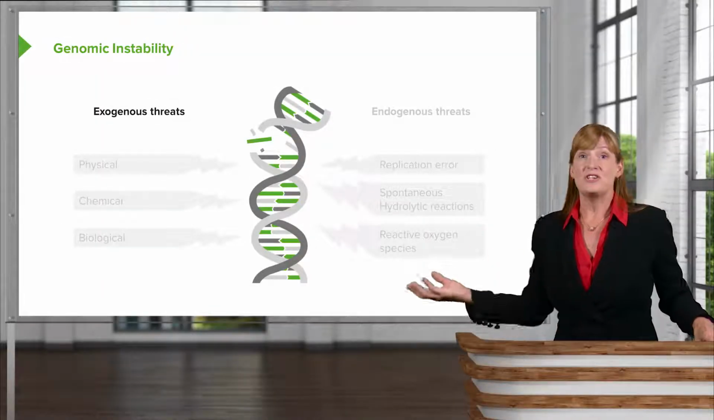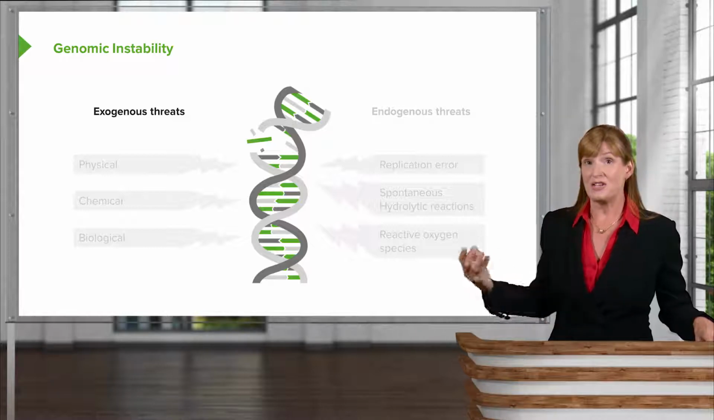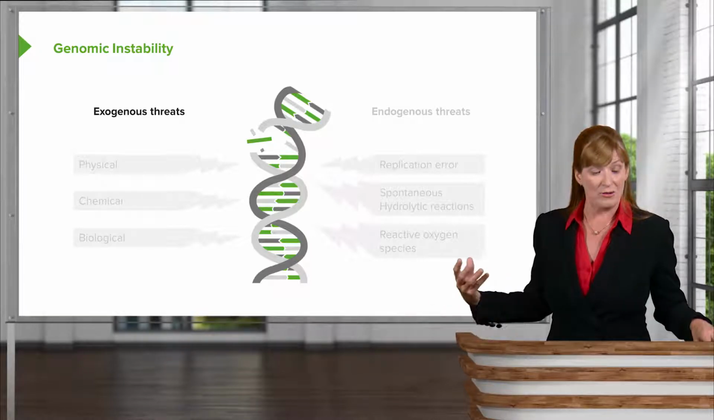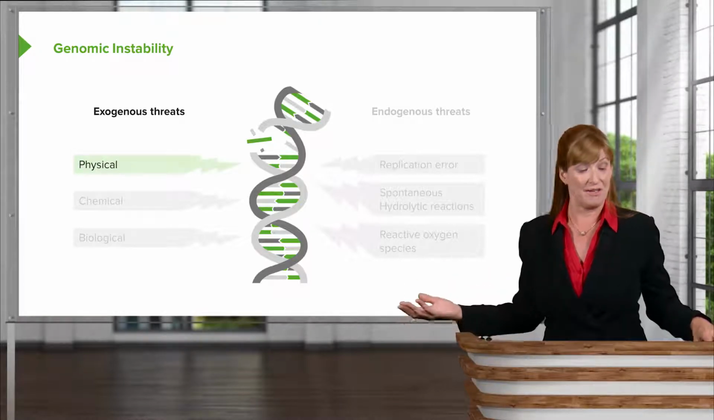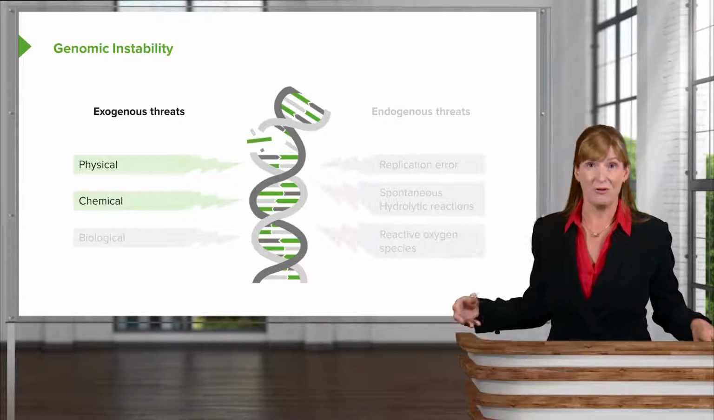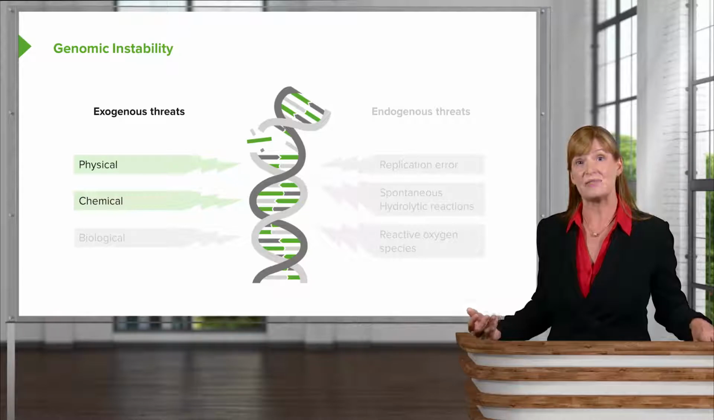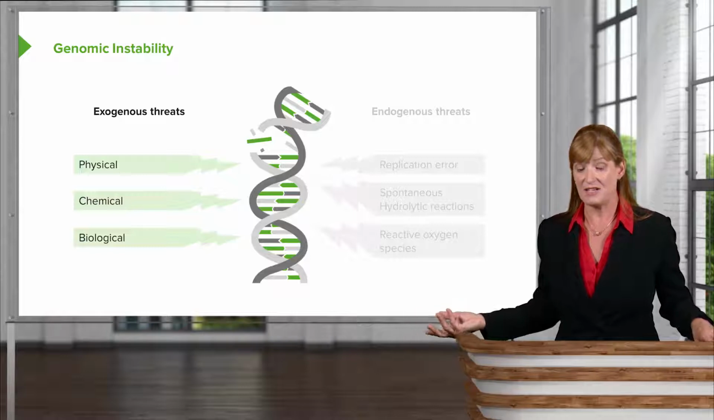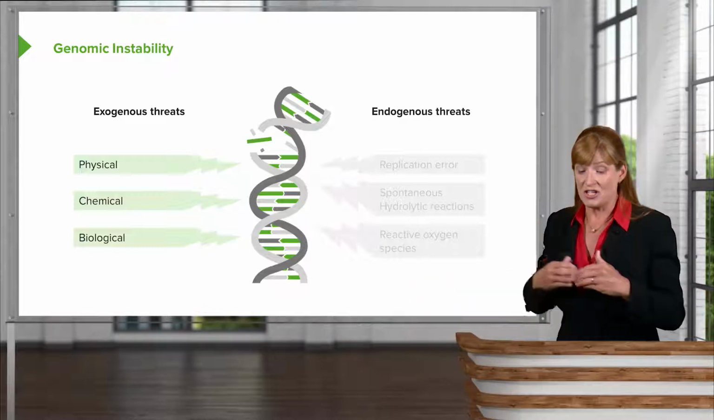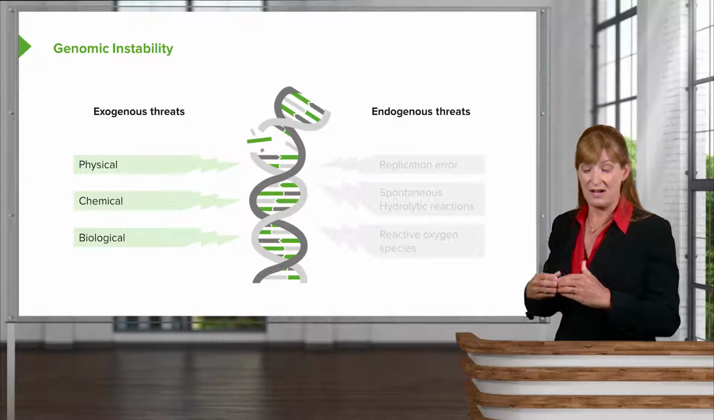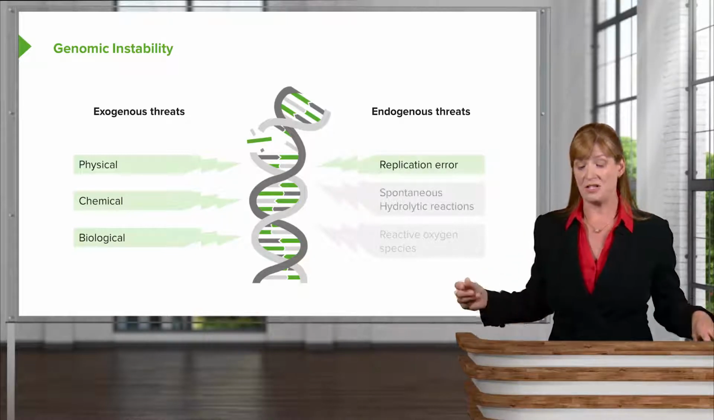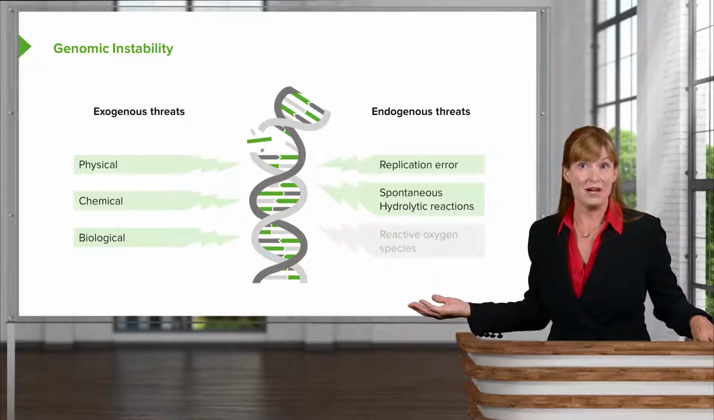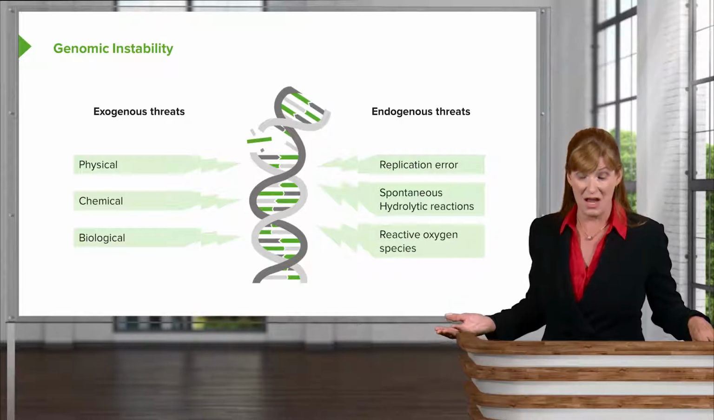So when we consider genomic instability, we have both exogenous threats, things that impact it from the outside, as well as endogenous threats. Outside influences can be physical influences or chemical influences in the form of things we are exposed to during life, as well as biological influences from within ourselves and outside of ourselves. So in our endogenous threats, we really are now considering replication errors, spontaneous hydrolytic reactions, as well as damage that can be done by reactive oxygen species.